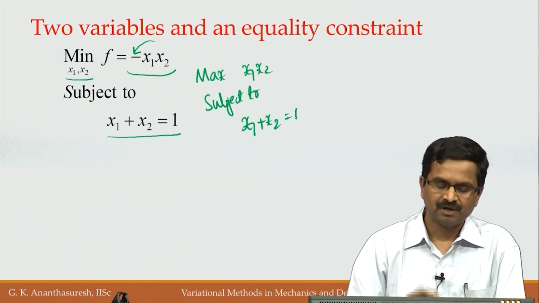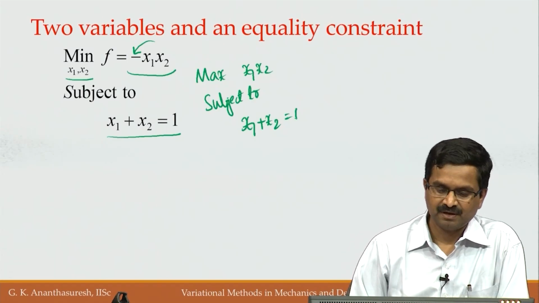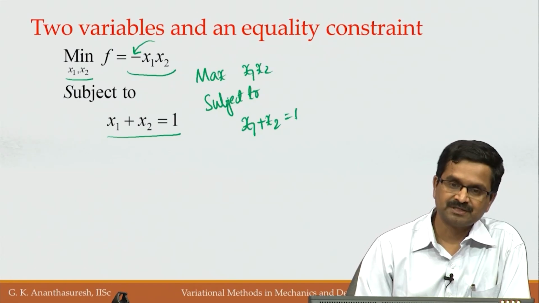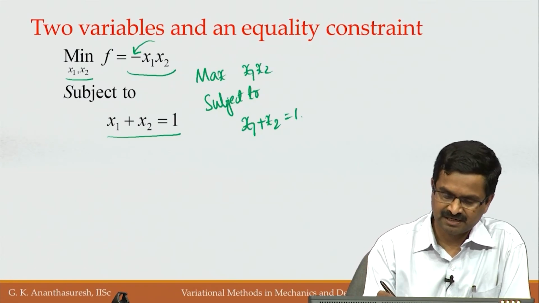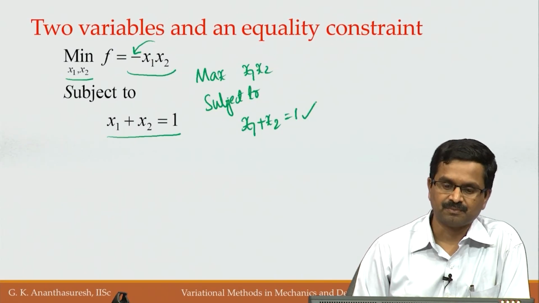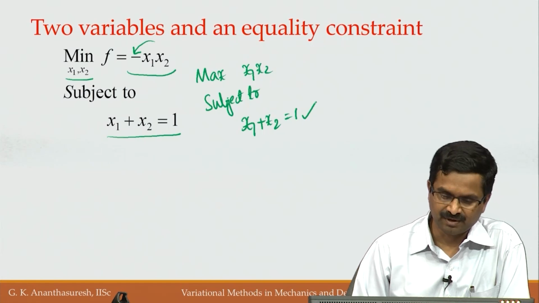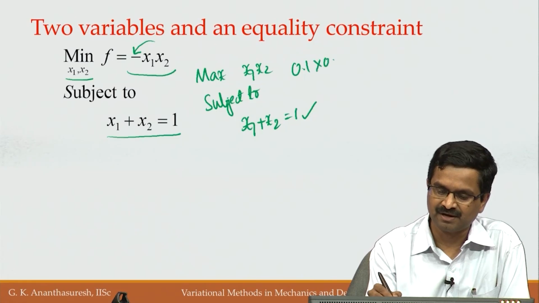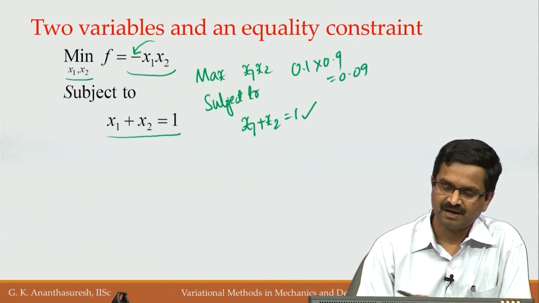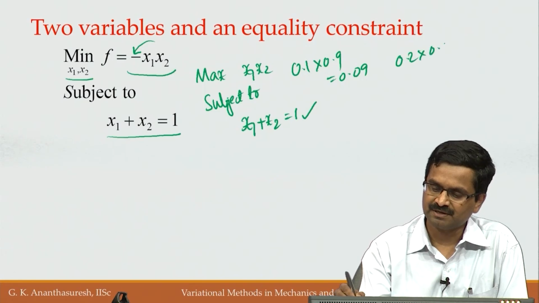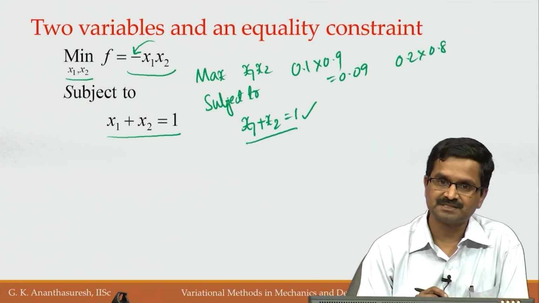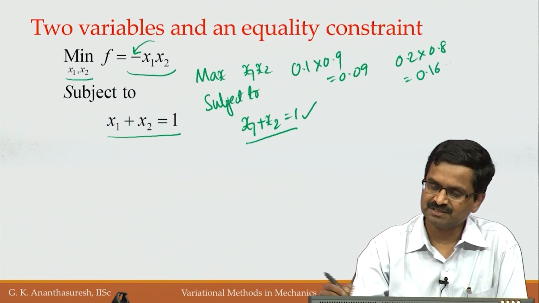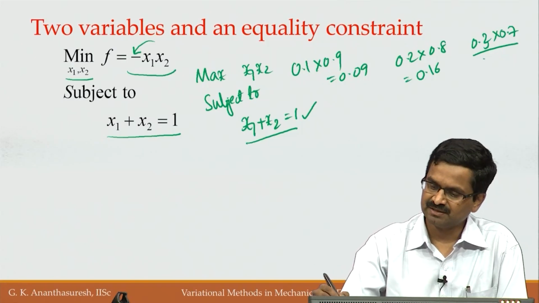If you pause and think about what solution it would have, you can try it out. You can say x1 is 0, x2 is 1, because you satisfy this constraint, then the product will be 0 because x1 is 0. You make it 0.1, 0.9, then the product is 0.1 times 0.9, which is 0.09. Then 0.2 times 0.8, because you always have to make sure the constraint is satisfied, that will be 0.16. And 0.3 times 0.7, the sum is 1, and this will be 0.21.